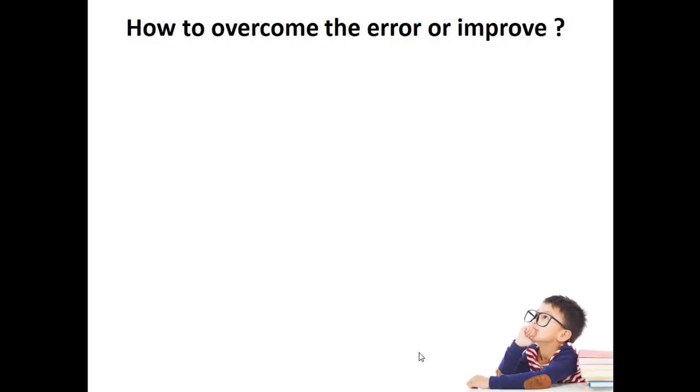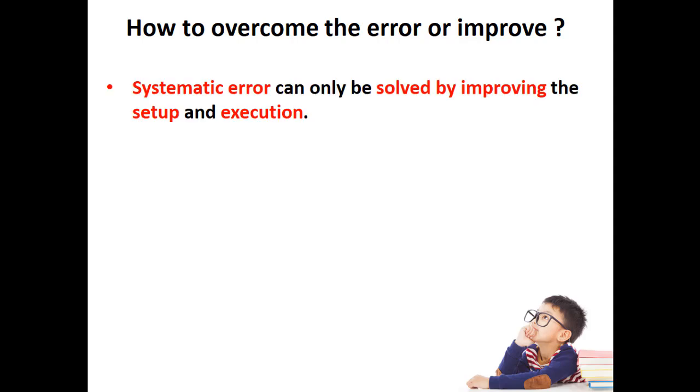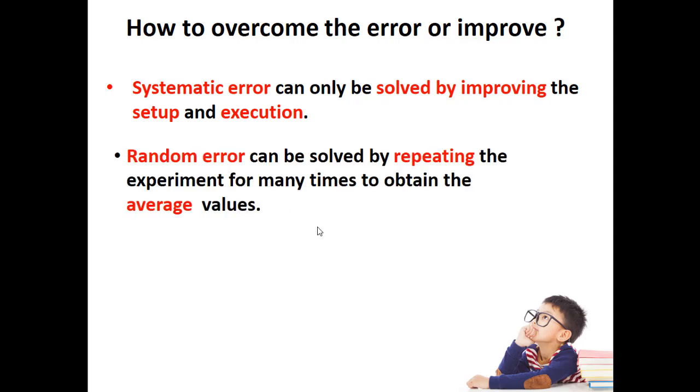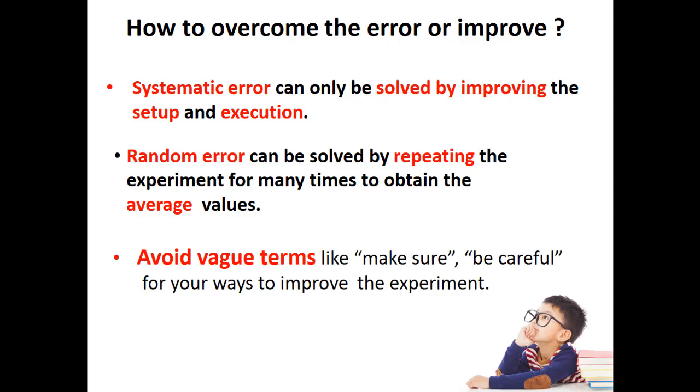So how to overcome the error or improve the error? So this one you have to put it down under the discussion of your report writing. So basically for systematic error, we can only solve by improving the setup or the executions of our experiment. For random error, we can solve it by repeating the experiment many times to obtain average value. So same goes for the writing of ways to overcome the errors. Avoid vague terms like make sure, be careful for your ways to improve the experiment. And then also avoid redundancy.